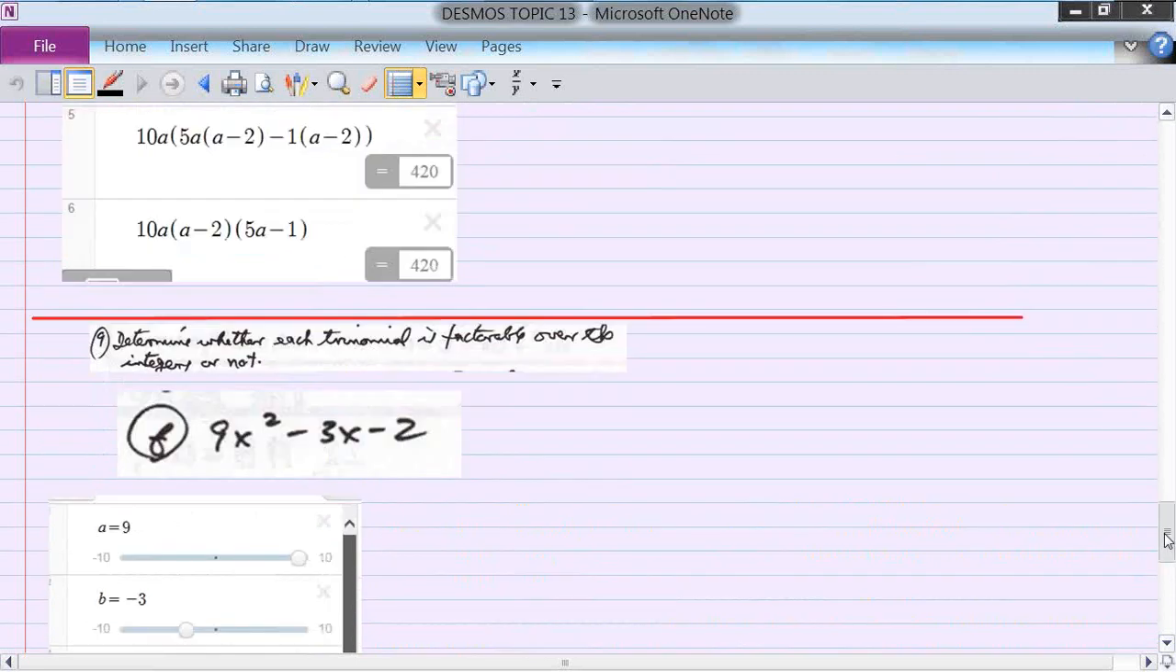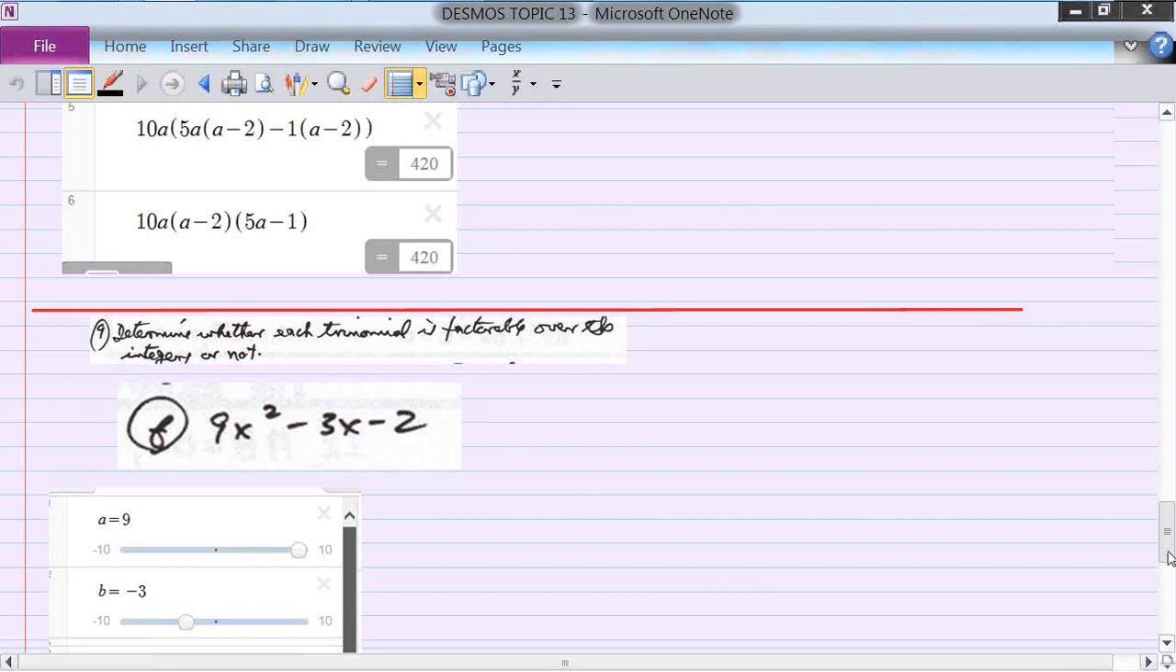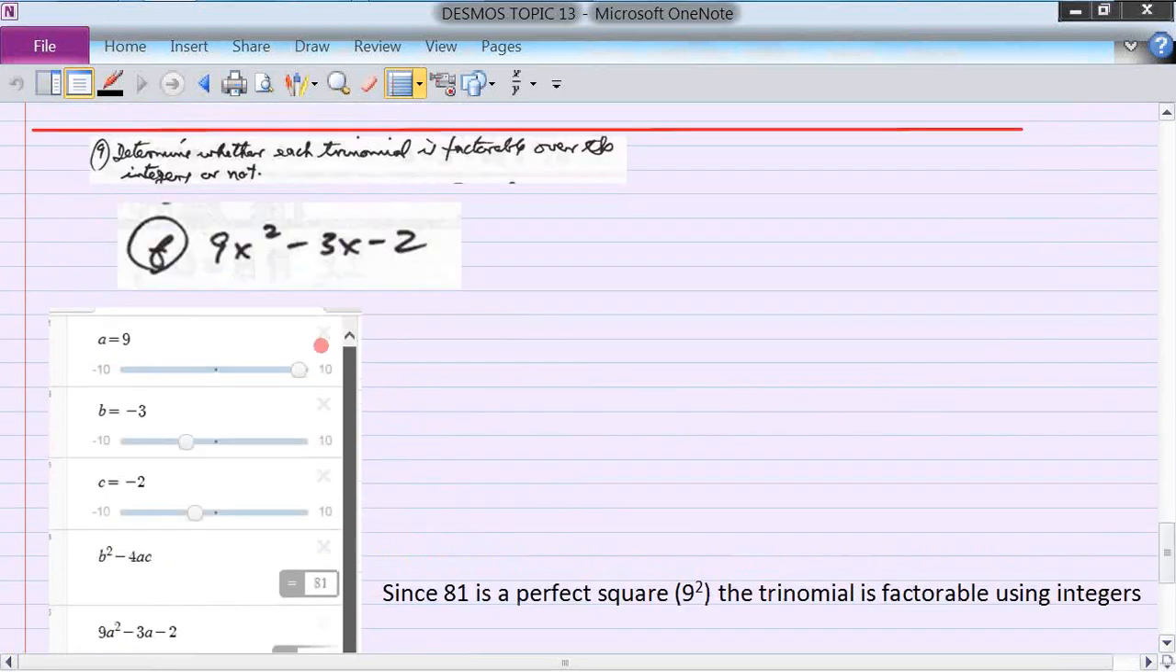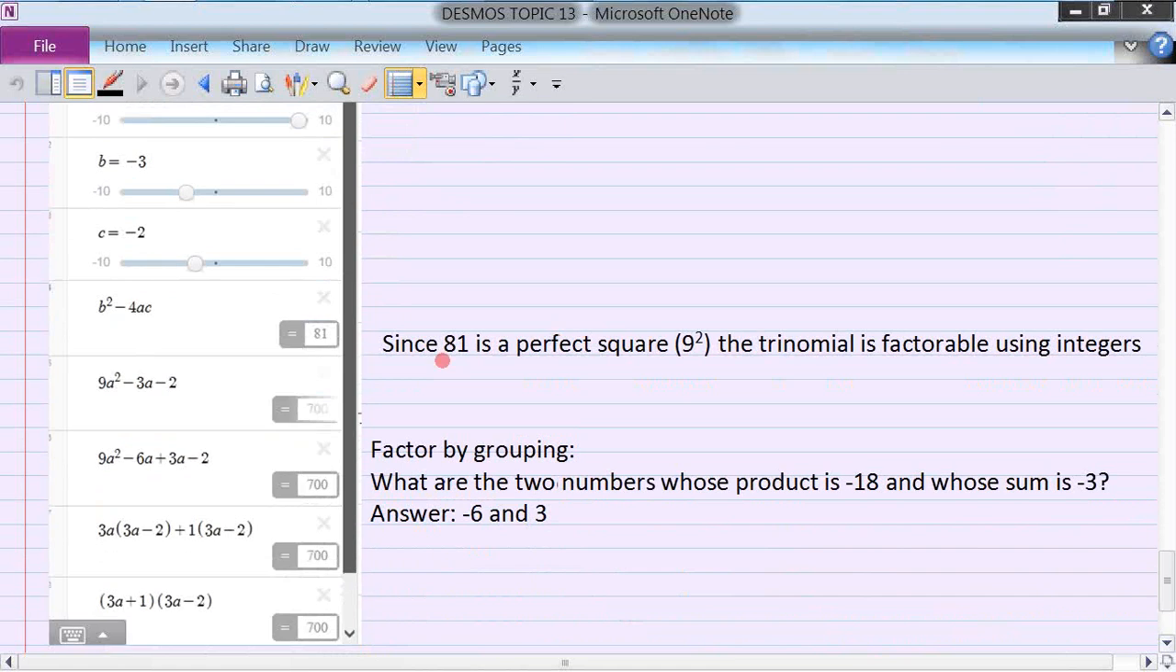Here, we're asked, given the trinomial 9x squared minus 3x minus 2, and you can see that the coefficient of x squared, a, is 9, b is the coefficient of x, minus 3, and c is minus 2. b squared minus 4ac works out to be 81. In other words, these are the values according to what these numbers are here. And since 81 is a perfect square, the trinomial is factorable using integers.